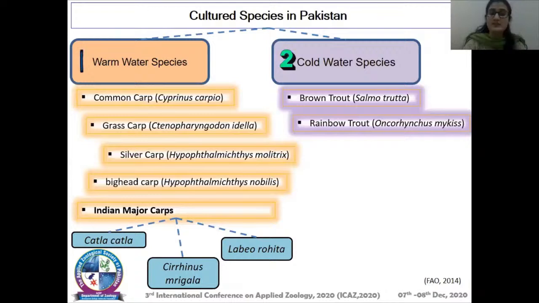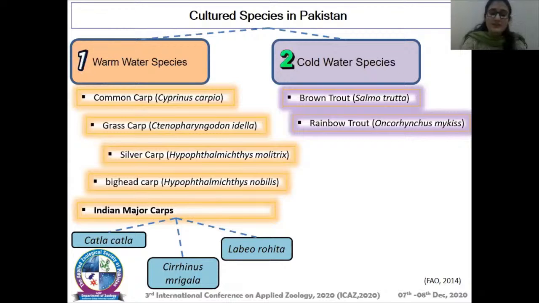Here are the cultured species in Pakistan. Only 7 warm water species and 2 cold water species are cultured in Pakistan. These are common carp, grass carp, silver carp, bighead carp, and Indian major carps. In cold water species, brown trout and rainbow trout are cultivated.